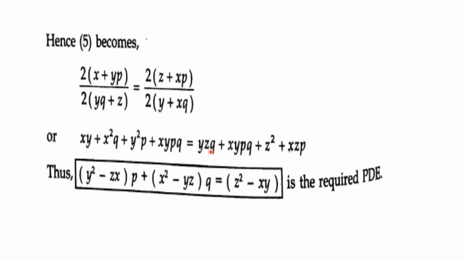Bring yzq and xzp to the LHS and take xy to the RHS. So you get y square p minus zxp. P is a common term, so y square minus zx will remain inside the bracket. So y square minus zx into p plus, between x square q and yzq, x square minus yz into q equal to, the remaining term goes to the RHS. So this is your required partial differential equation. Okay, you have a few more problems in the exercise of your textbook, so you can solve these problems. Thank you.